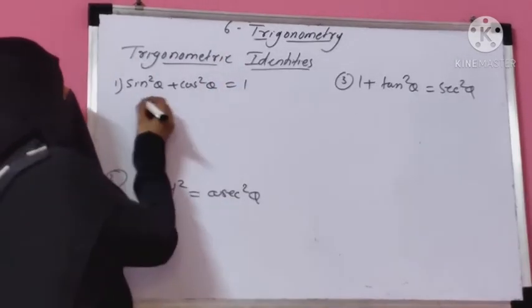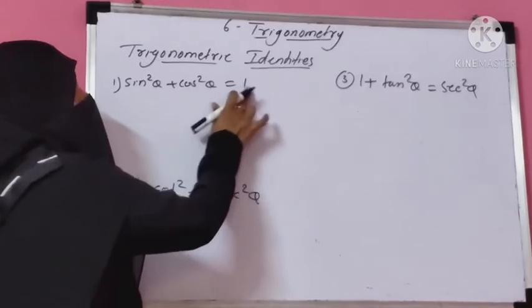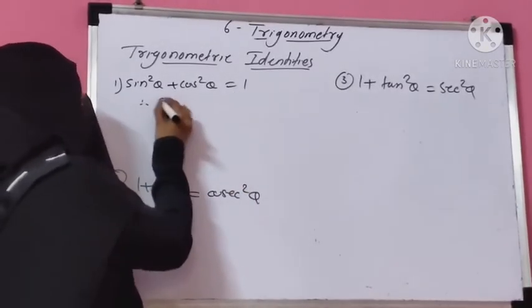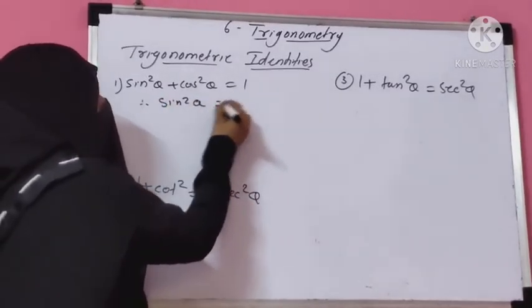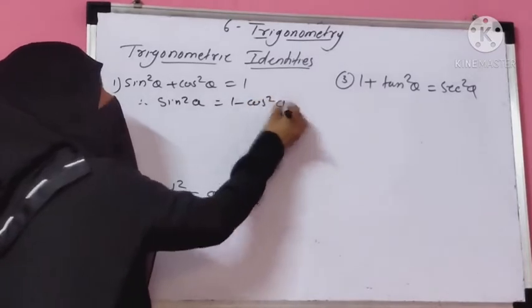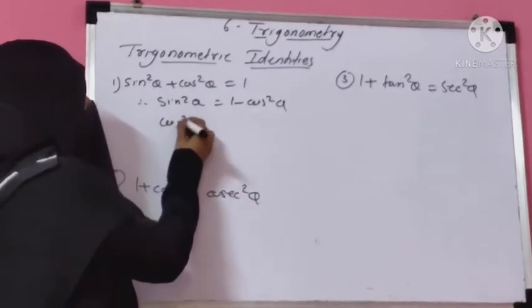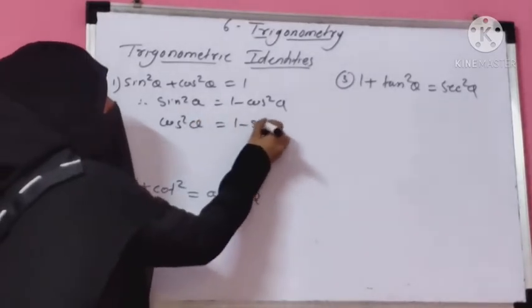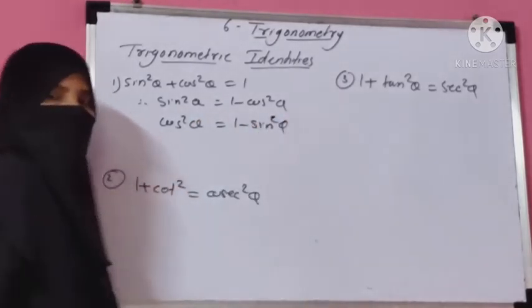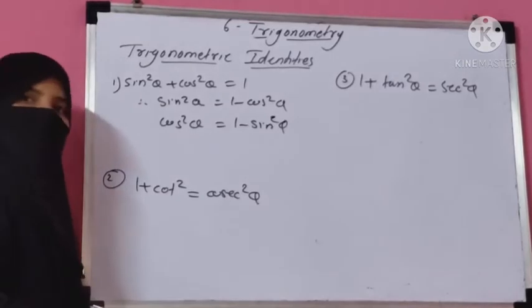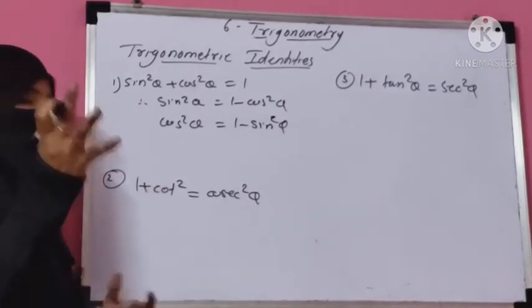For example, see here, sin square theta plus cos square theta is equal to 1. So, sin square theta is equal to 1 minus cos square theta. Okay. And you can frame the cos formula, cos square theta is equal to 1 minus sin square theta. Okay. Now, from here, again you can frame three identities.